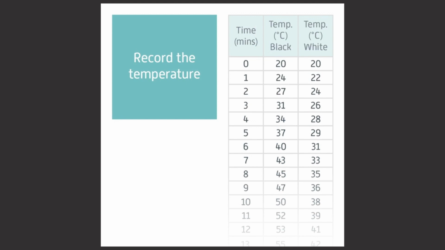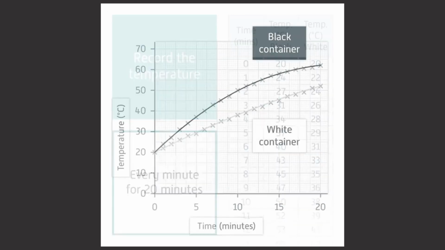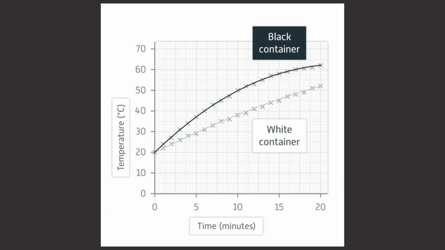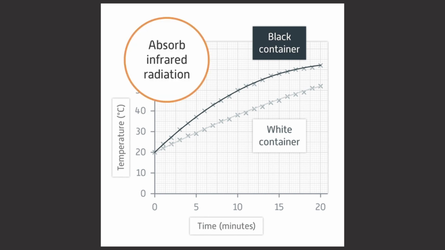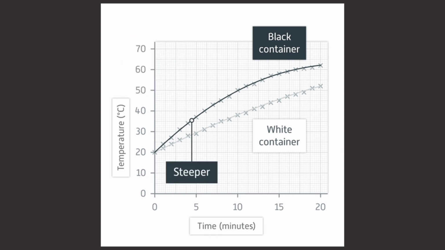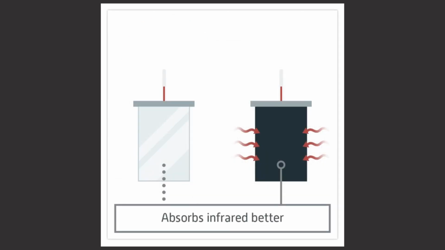Record the temperature inside the containers every minute for 20 minutes. Plot graphs of temperature against time for the two containers on the same set of axes. This time, the temperature inside both containers is increasing as they absorb infrared radiation from the heater. You can see that the earlier part of the graph for the black container is steeper because its temperature is rising at a faster rate. This is because the black surface absorbs infrared better than the white surface.